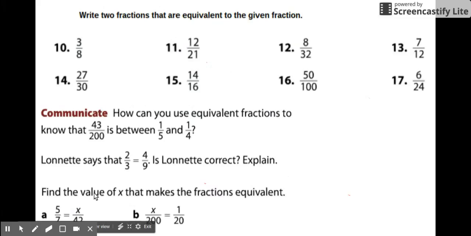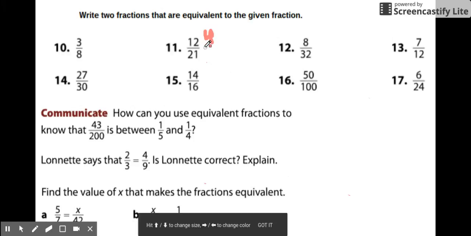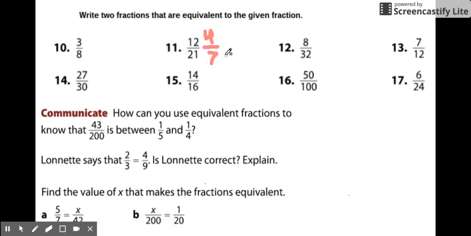So 12 over 21, you could look at that and see that 3 goes into both of those numbers. So if you wanted to divide, 12 divided by 3 is 4, and then 21 divided by 3 is 7. So 4/7 would work. And then I want you to try to think of another one. If you need to pause the video at any time, go ahead. And then, because it says to come up with 2, you need to have 2 written down for each one.